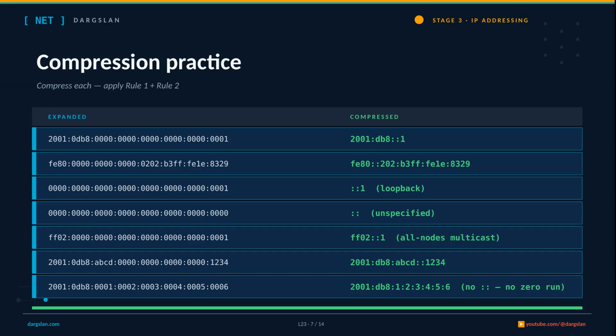Let's put those 2 rules to work. In the first row, 2001:0db8 loses its leading 0 to become 2001:db8, and the 6 zero groups in the middle collapse into a double colon. The FE80 link local address works the same way. One long 0 run becomes that double colon. Notice the loopback and the unspecified address. All zeros except a trailing one becomes simply ::1, and all zeros collapses entirely to ::. But watch the last row carefully. There's no run of 0 groups, so there's nothing to compress with rule 2. You still drop the leading 0 from 0db8, but the double colon never appears.